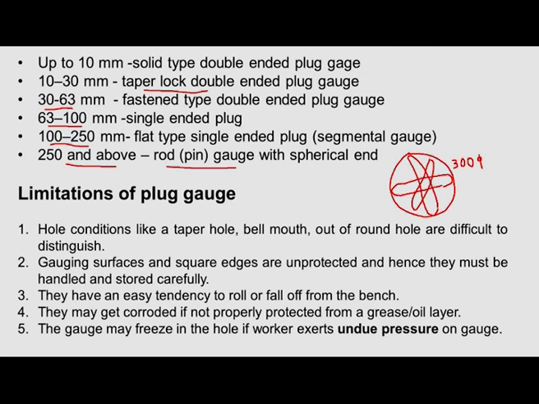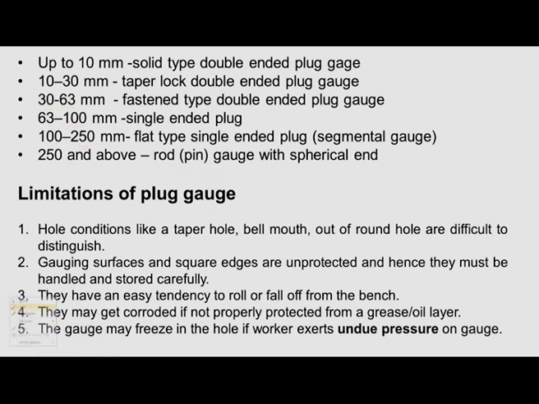Now what are the limitations of plug gauges? Sometimes hole conditions like tapered hole, bell mouth or out of round hole will be very difficult to distinguish. So it will be something like this. Say we have a workpiece like this with a hole like this. So it is tapered, sometimes it is bell mouth like this, it is opened up like this.